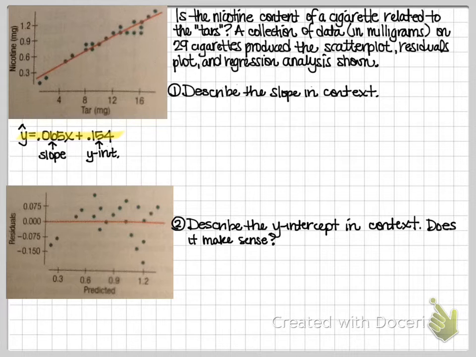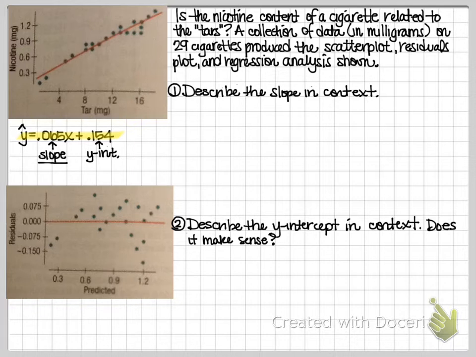So, describe the slope in context. We know that slope is rise over run. So this slope value, 0.065, if I want to think about it as a fraction, I would put a 1 underneath it. So the rise, or the y value, would be 0.065, and the run would be 1. So rise is 0.065, run is 1. There are many ways to describe this, but if you look back at the notes, we gave you a framework for this.